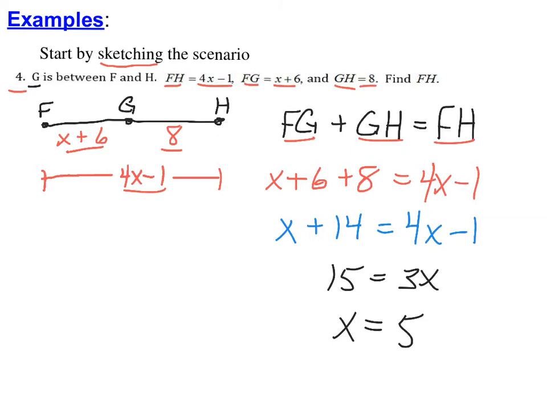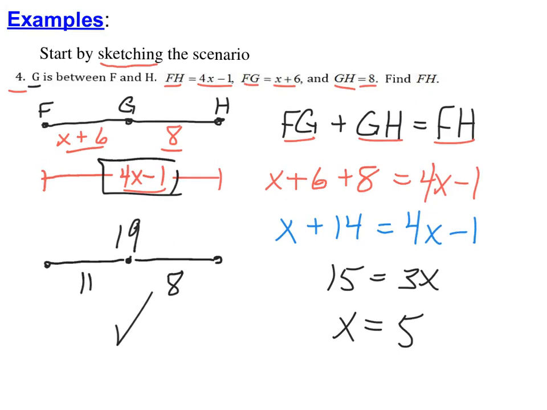All right, you can always check your work as well. If x is 5, then I'm saying that this segment on the left is 11, the segment on the right is 18, and then the whole thing, when I plug 5 in here, should be 19. And it looks like it works out.